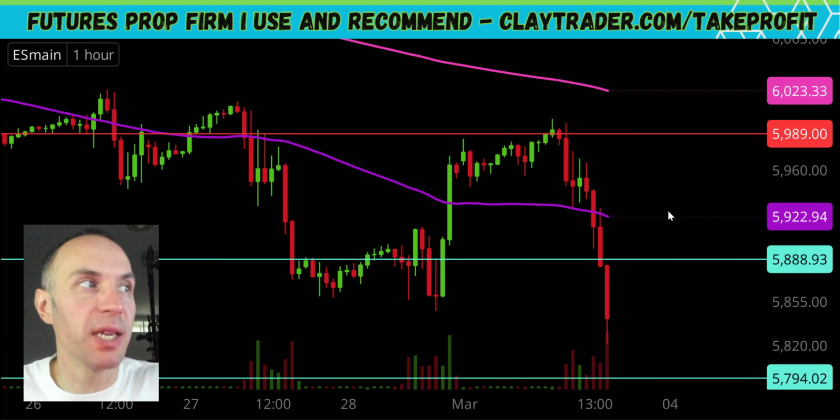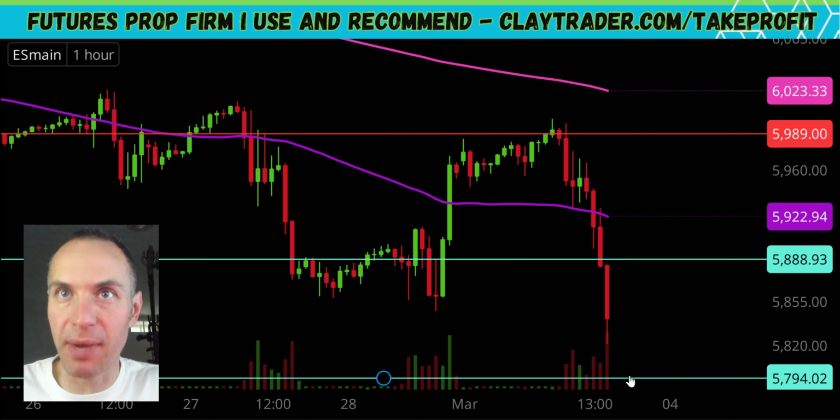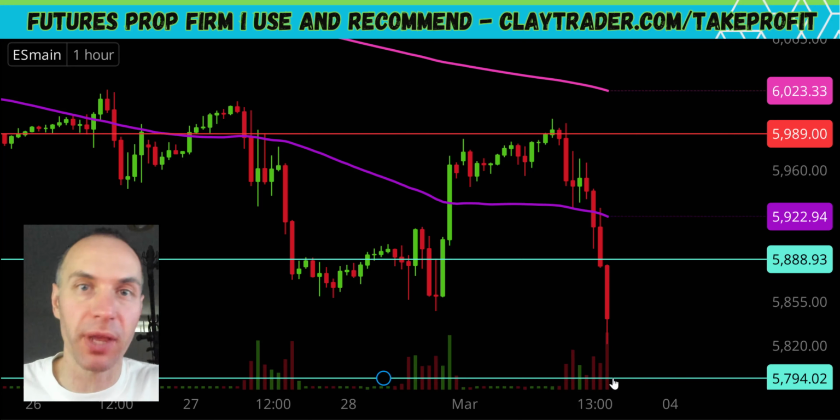Next one here is ES, and like the NQ, just a brutal rollover, but this one wasn't as bad because at least the price didn't come down here and test that secondary area of support like it did on the NQ, but nonetheless, still a big break to the downside.